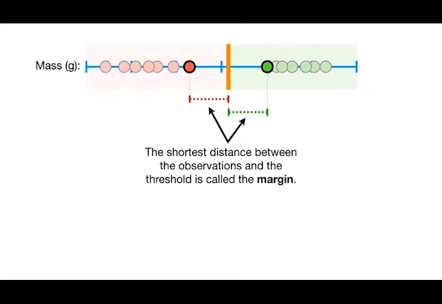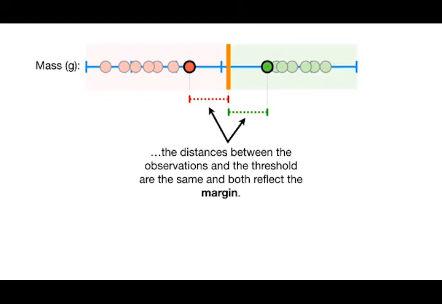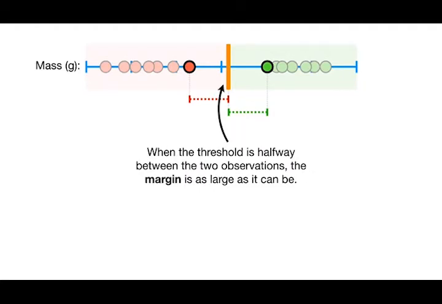Oh no, it's a terminology alert. The shortest distance between the observations and the threshold is called the margin. Since we put the threshold halfway between these two observations, the distances between the observations and the threshold are the same and both reflect the margin. When the threshold is halfway between the two observations, the margin is as large as it can be.